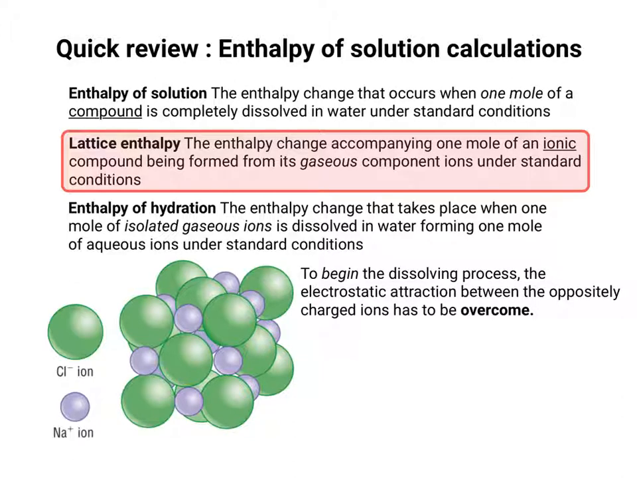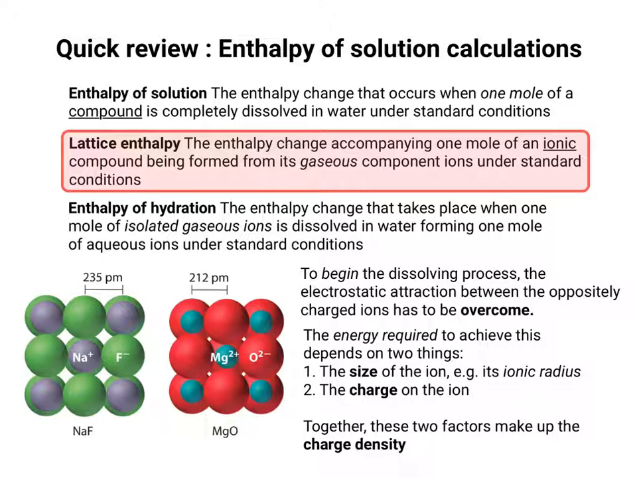What we actually have to do is overcome the lattice enthalpy. In other words, we've got to break up the lattice into its individual gaseous ions. And to do that, we've got to overcome the electrostatic attraction between the oppositely charged ions. So, the energy required to achieve this endothermic process depends on the size of the ion, in other words its ionic radius, and the charge on the ion.